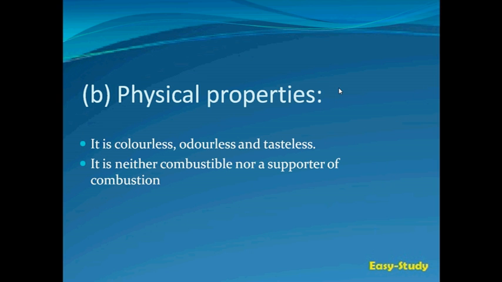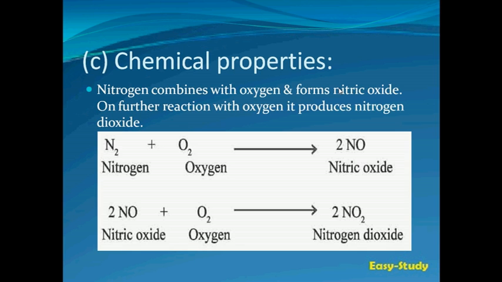Physical properties of nitrogen. It is colorless, odorless and tasteless. It is neither combustible nor a supporter of combustion. Chemical properties. Nitrogen combines with oxygen and forms nitric oxide. On further reaction with oxygen, it produces nitrogen dioxide.